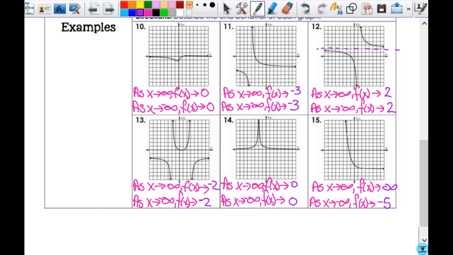It's flipped. So as x approaches infinity, as my x's get bigger and bigger and bigger over here, this is when y is actually approaching that -5. Does that make sense? So this is actually -5. And then as x approaches negative infinity, right, when my x's get bigger and bigger and bigger in the negative direction, the y values are approaching infinity. Okay, does that make sense? Okay, any questions?